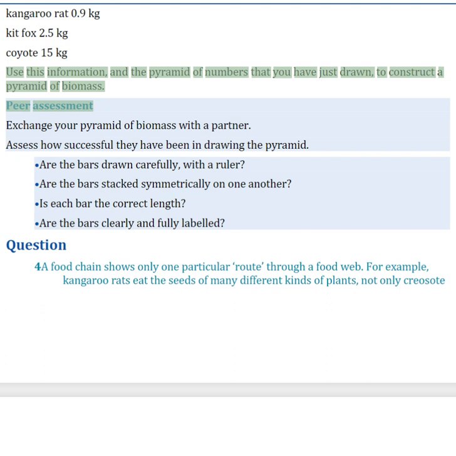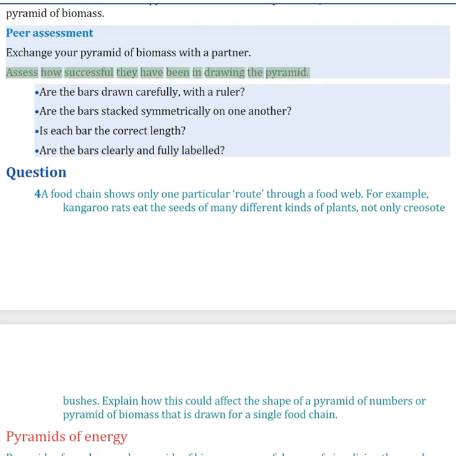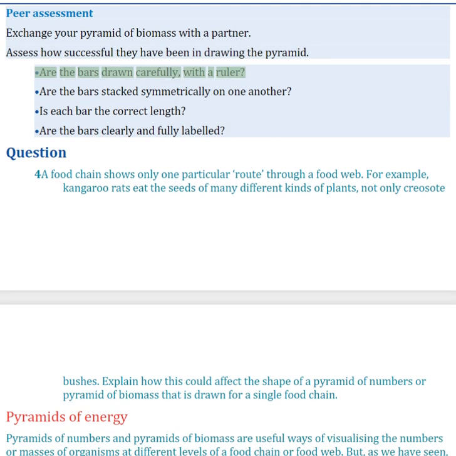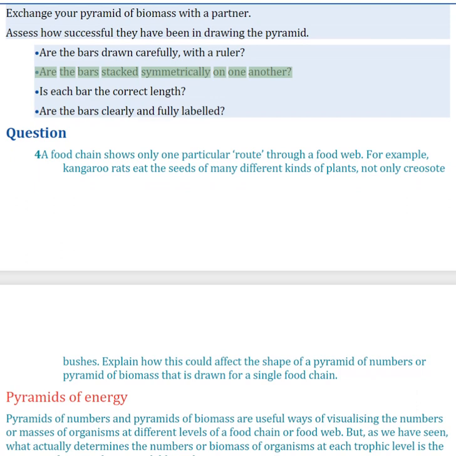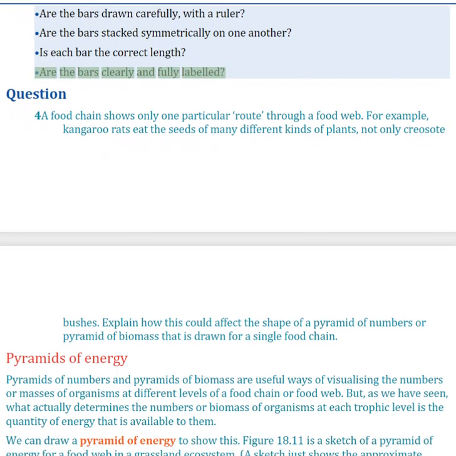Peer assessment. Exchange your pyramid of biomass with a partner. Assess how successful they have been in drawing the pyramid. Are the bars drawn carefully with a ruler? Are the bars stacked symmetrically on one another? Is each bar the correct length? Are the bars clearly and fully labeled?